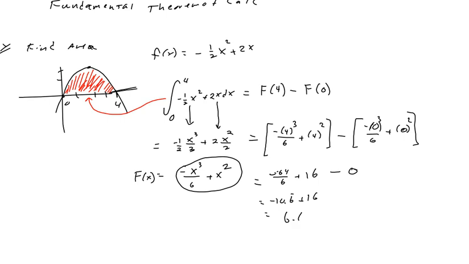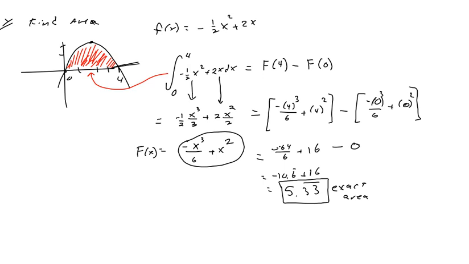Probably, hold on. 64 over 6 plus 16. 5.3 repeating. 5 1/3. 5.33 repeating. So that is the exact area under that curve of that equation. F of b minus F of a.